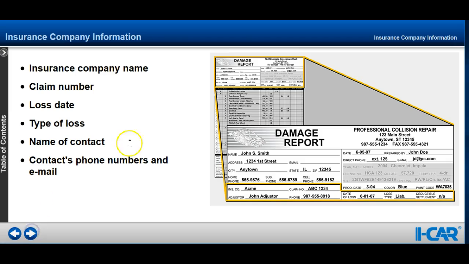All right, so we also need to know the insurance company name, who is insuring the vehicle. There will be a claim number attached to that collision, so we need to have that. We need the date that the car was damaged and the type of loss. Was it a collision? Was it a deer hit? Was it hail damage, flood? All of these things. We need the names of all the contact people and contact phone numbers and email for them. You do have a blank here. A completed damage report should contain identifying and contact information about the insurance company involved in the claim, okay?